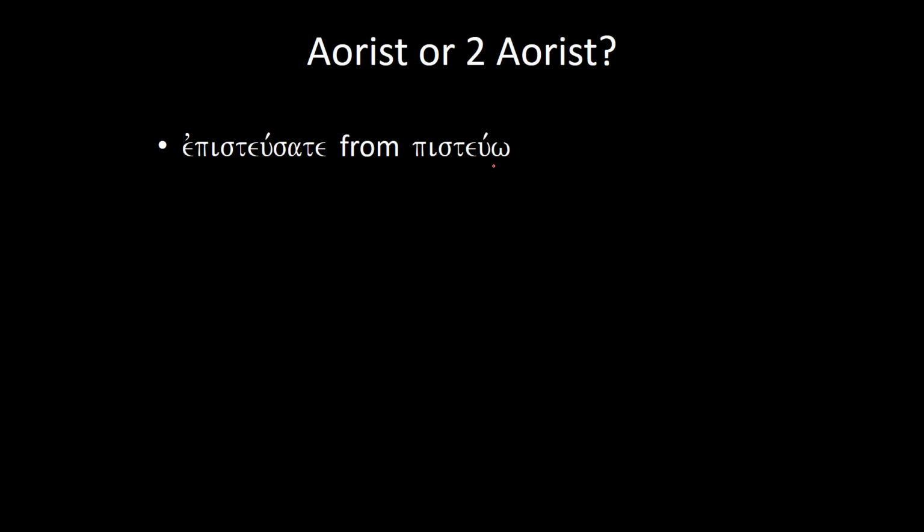Okay, now let's try aorist or second aorist. So what you're looking for here is either sigma alpha, aorist, or stem change, second aorist. Here's episteusate from pisteuō. Augment on the front, so it's a past tense verb. Sigma alpha, is that aorist or second aorist? Sigma alpha equals aorist.